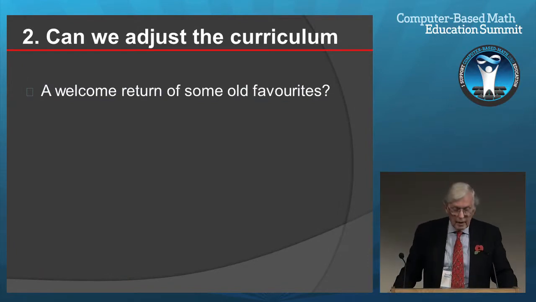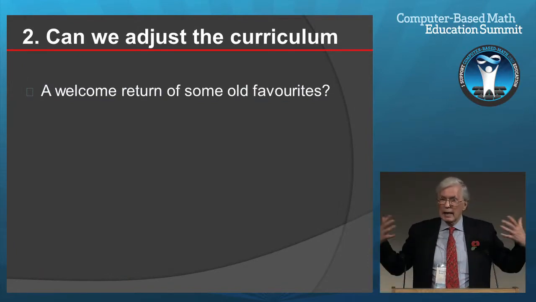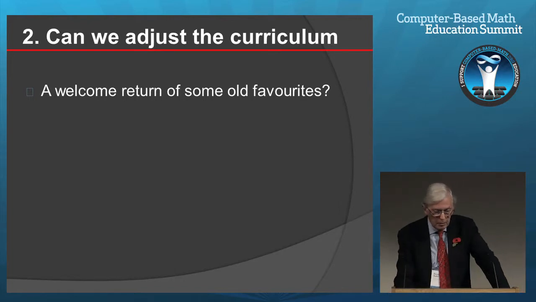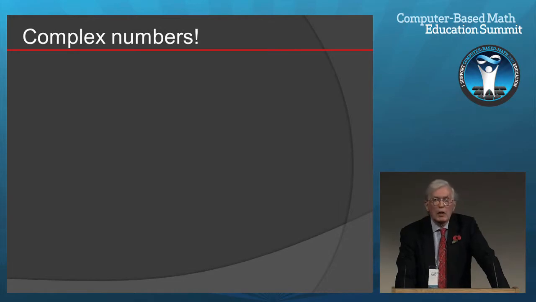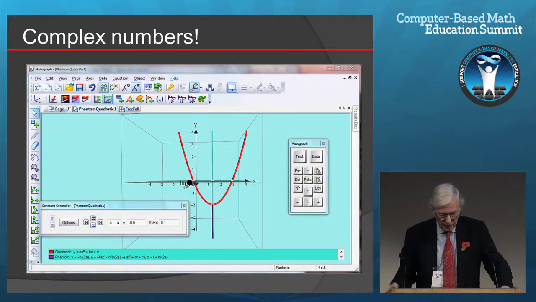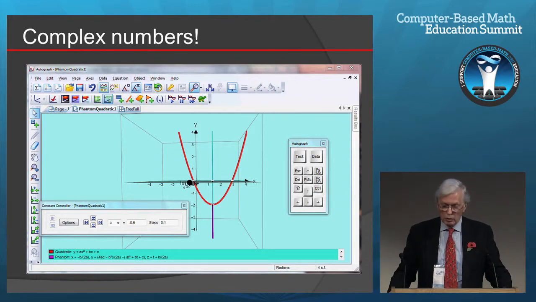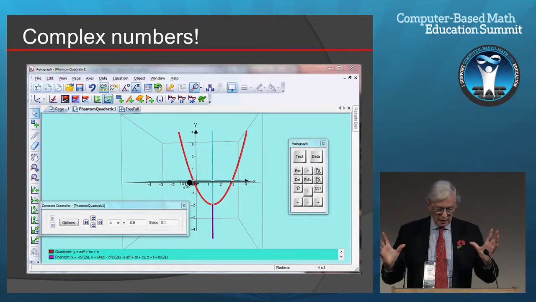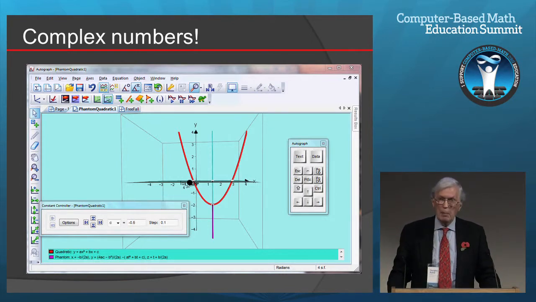Then I thought, if we're going to adjust the curriculum to take account of the computers, maybe we could welcome some old favorites back. So what about complex numbers? Perfectly understandable if you have the right visualization. So here's our old friend, the quadratic. We've been talking about it quite a lot today. And of course, as you move C up, suddenly we're told these roots go imaginary. You have to imagine them. Well, not anymore.